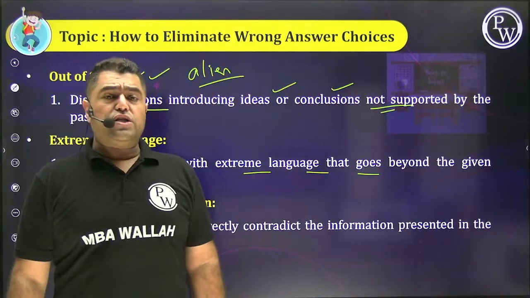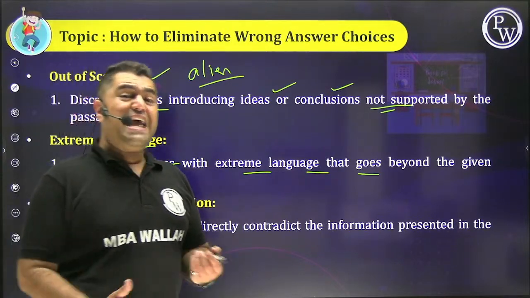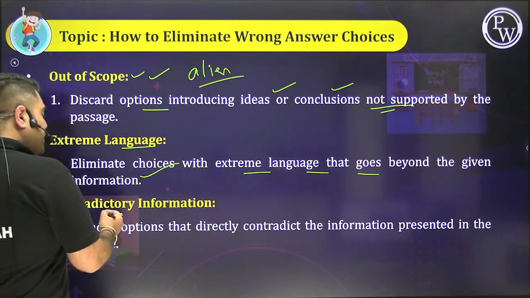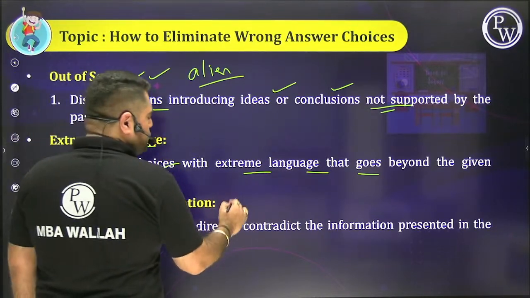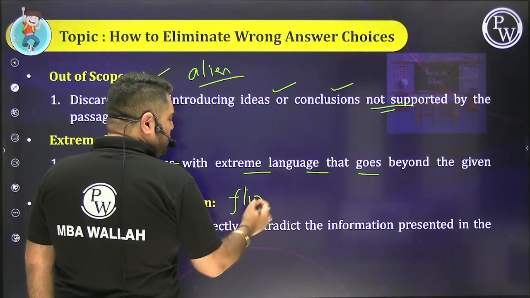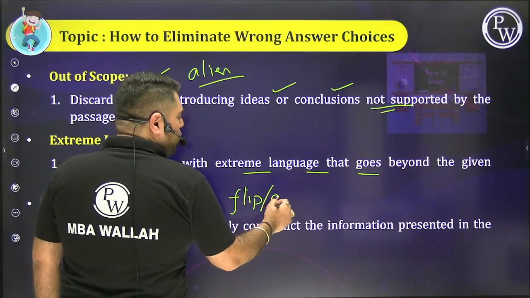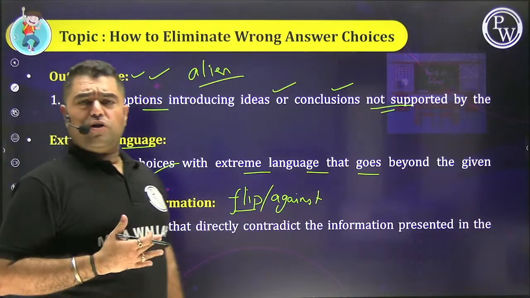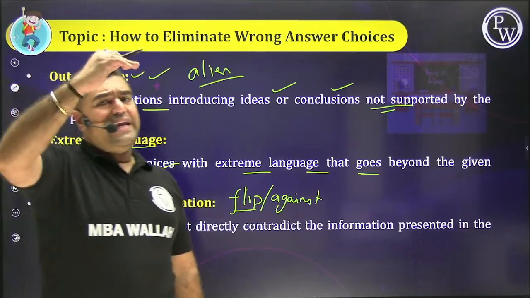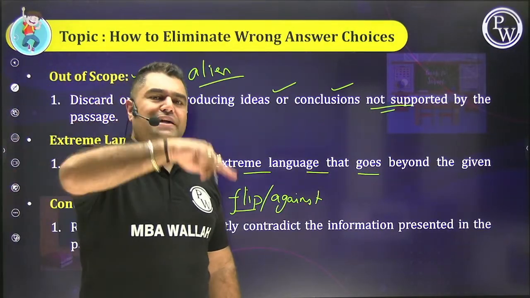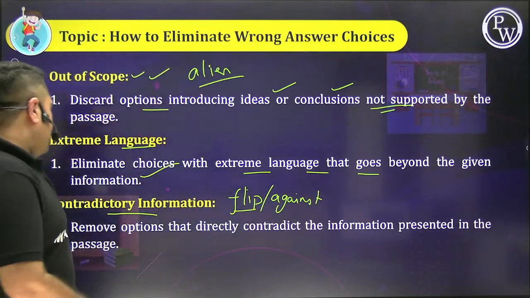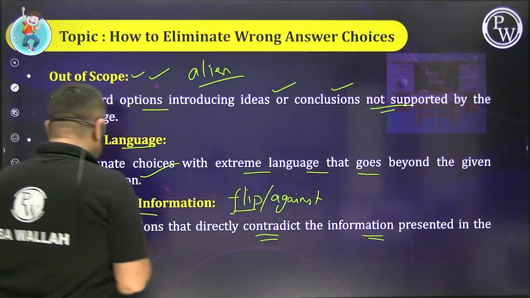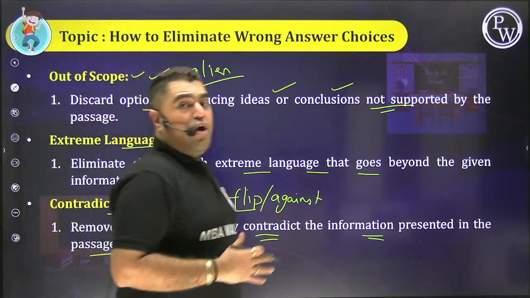What is extreme language, sir? This could be something like always, never, most, all, majority. So be careful. Contradictory information: one option will tend to flip the premise, or go against it. When I say flip, if the passage states A leads to B, your option will say B leads to A. So that is wrong. Remove options that directly contradict the information presented in the passage. Be wary of these kinds of options.